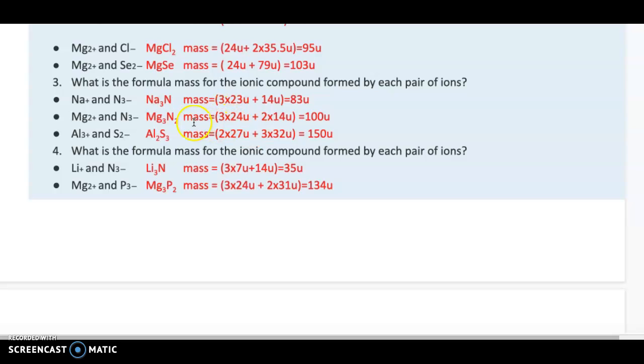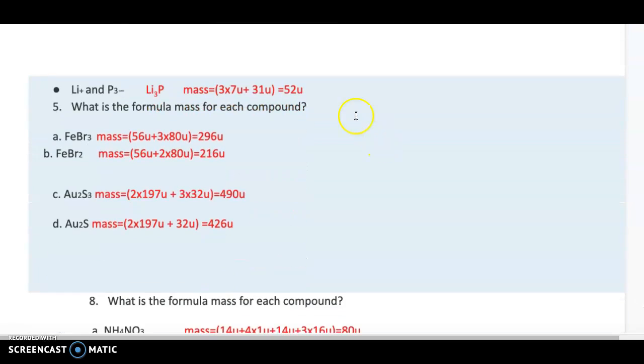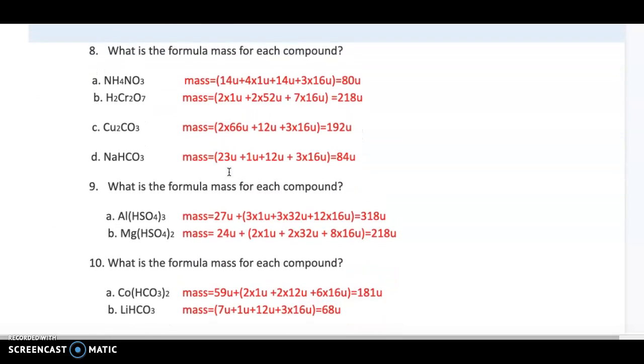So your answer is going to be, so you calculate 3 by 24 units, because this is the atomic mass of magnesium, plus 2 multiplied by 14 units. This is the atomic mass of nitrogen, and you get the answer, 100 units. Let's do something even more complicated. Something that has more than one element.